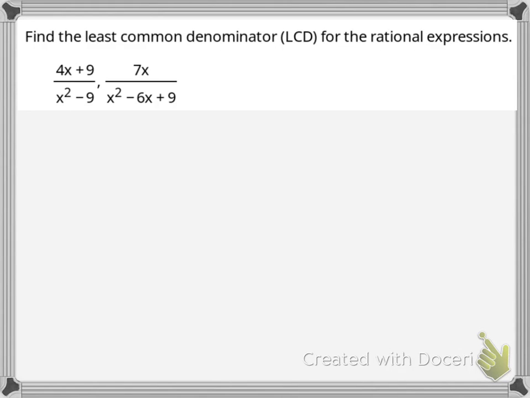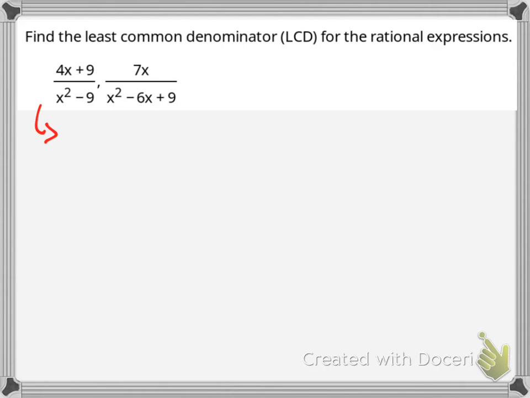Whenever you are adding and subtracting fractions, you always have to have a common denominator. In this instance, the fractions that we're working with are rational expressions. So to get a common denominator, we're going to need to factor the denominators of each of those fractions.